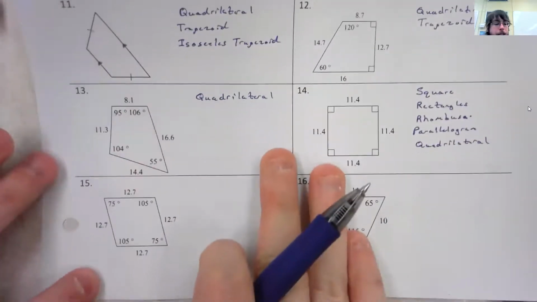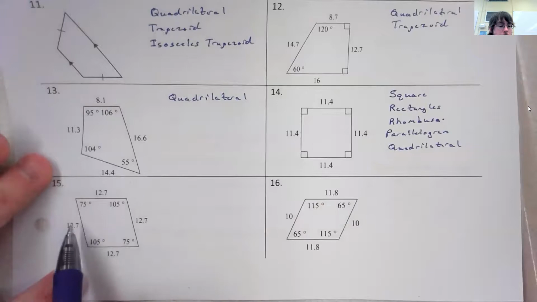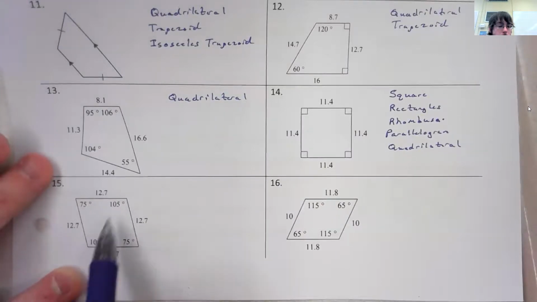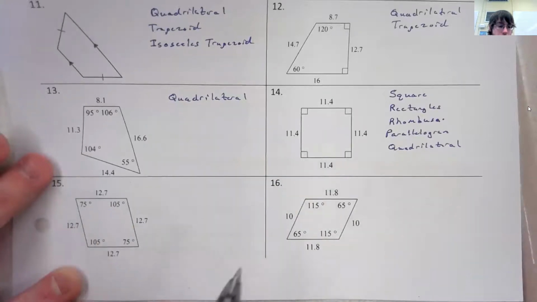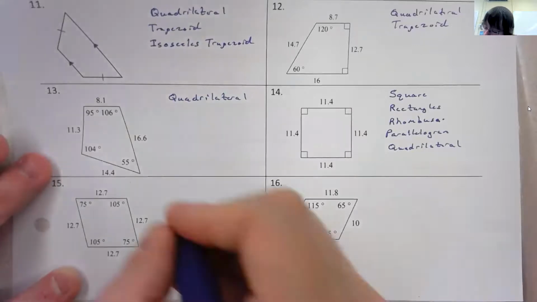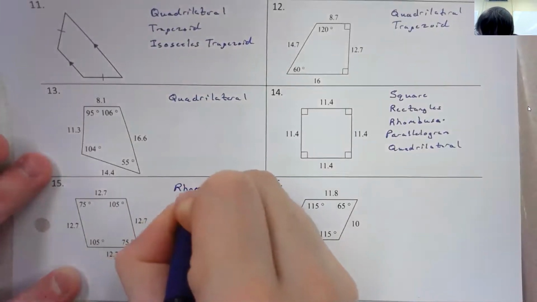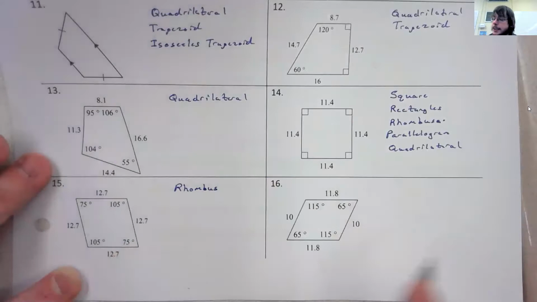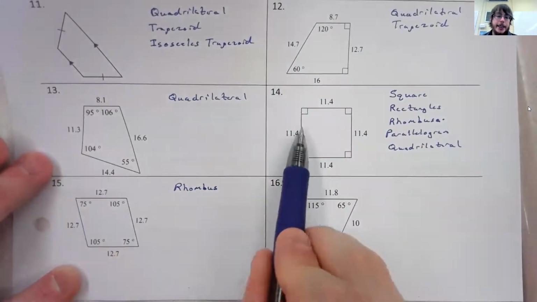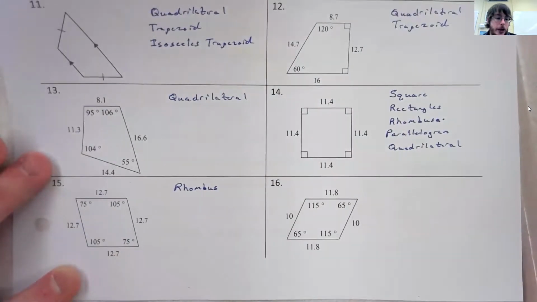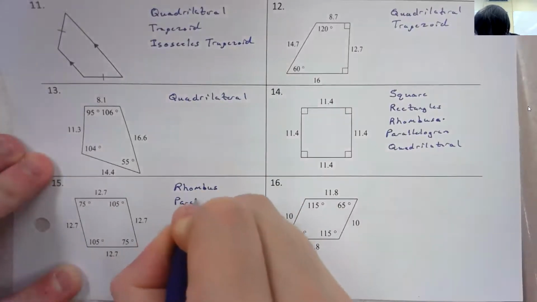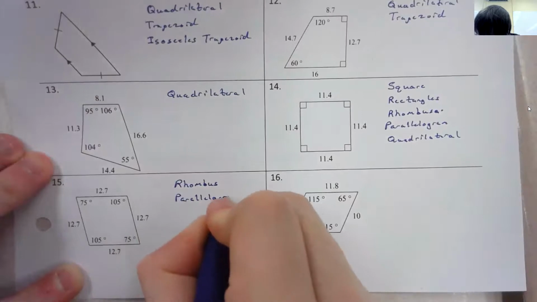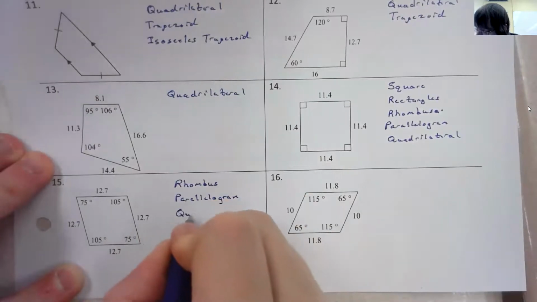All right, number 15. Number 15, we see that we have four congruent sides, but the angles are only congruent on the opposite angles. So four congruent sides means that we have a rhombus. Now, since this does not have four right angles, we can't say that it's a square or a rectangle, okay? However, a rhombus is a parallelogram. And it's also a quadrilateral.